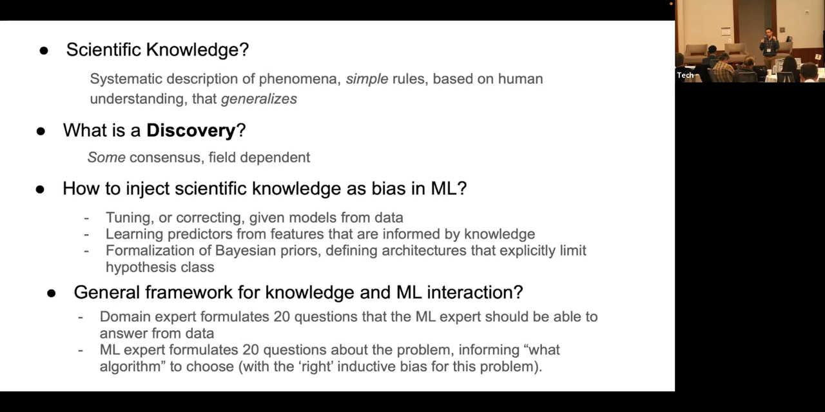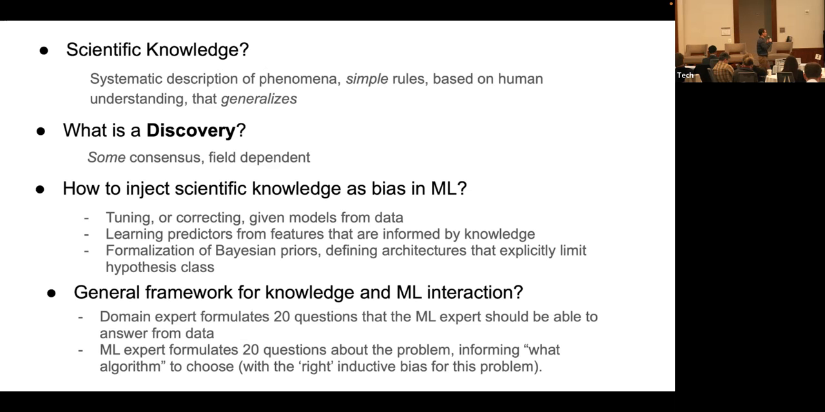So you could, for example, let a domain expert in conversations with a machine learning expert formalize 20 questions that the machine learning person should be able to ask to answer from data. And that is one way of narrowing down your hypothesis space. And so whatever you're going to tell me as an answer will be given as a function of these binary answers to these questions. But then you could also do the same the other way around.